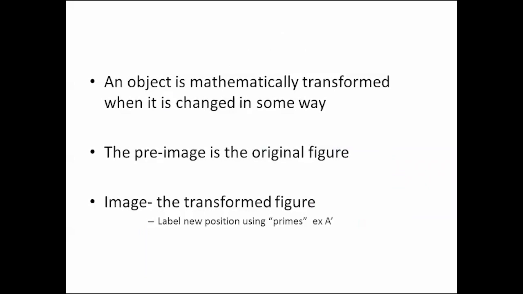Now, a couple things in our terminology we want to make sure we remember. When we are mathematically transforming an object, we're somehow changing something about it. Our original figure is what we're going to refer to as our pre-image, and the image is the transformed figure, the new location. You can tell the difference between the pre-image and the image when they are plotted because the image, the new location, is plotted using primes. So point A on the original pre-image would be A prime on the new image after the transformation has been applied.